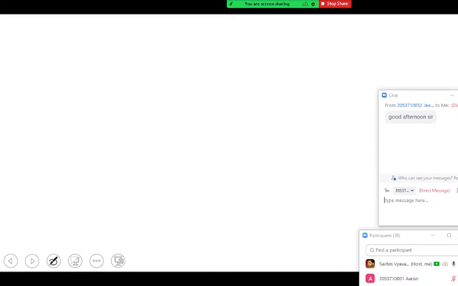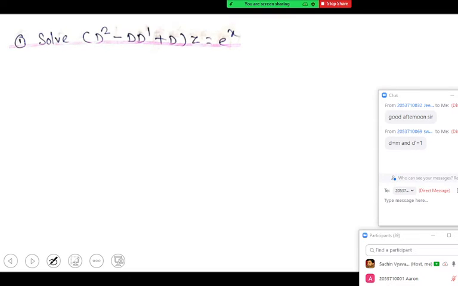So here is the example. The example is (D square minus DD dash plus D) of z equal to e raised to x. So step number 1, we are interested to calculate Zc, okay, the complementary solution or complementary function for z. So you should tell me how to get the factors here, how to get the factors of the auxiliary equation. Yes, anyone? What are the factors here?